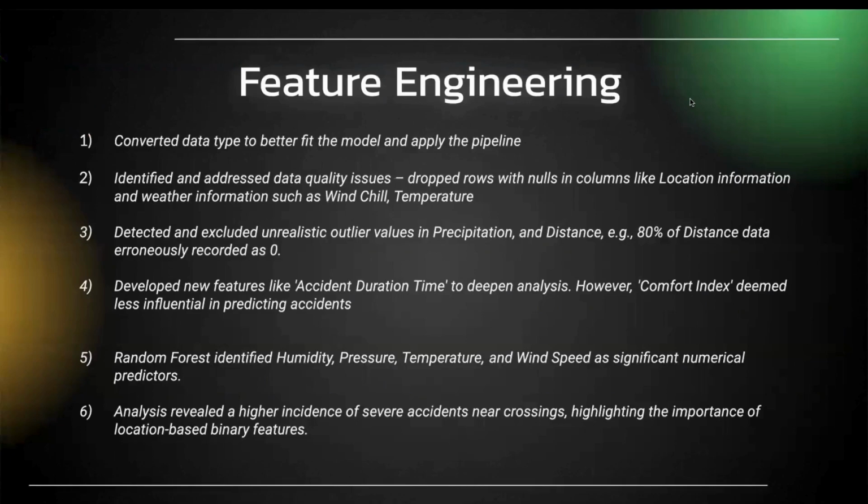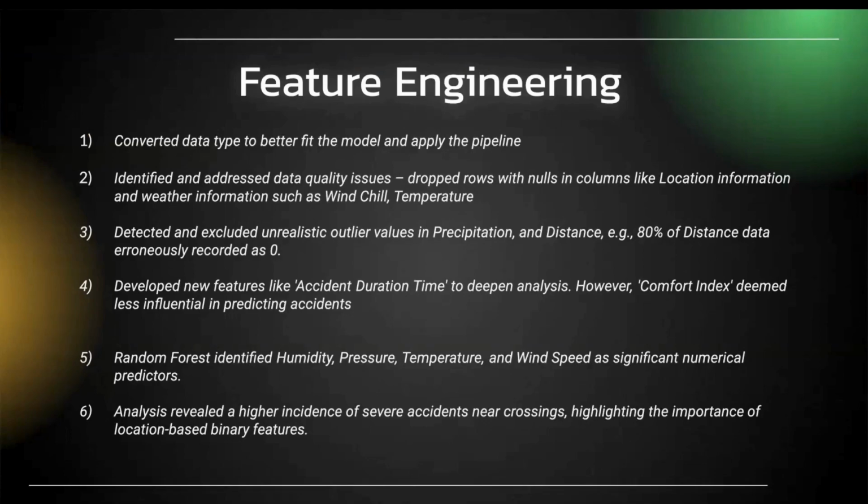So for feature engineering, we have converted data types to better fit the model and applied the pipeline. We have identified and addressed the data quality issues. We have detected and excluded unrealistic outliers in precipitation and distance. For example, 80% of distance data is recorded as zero.